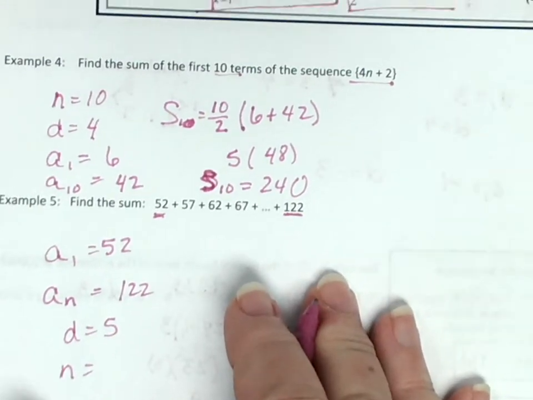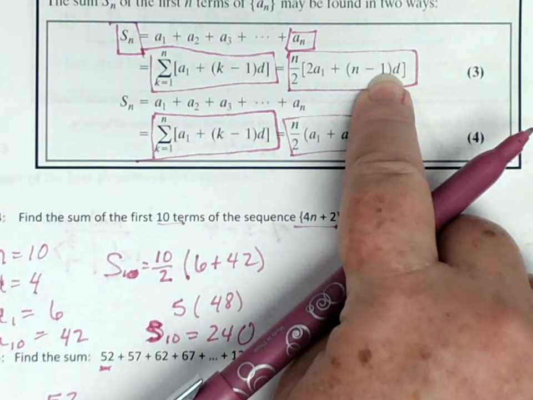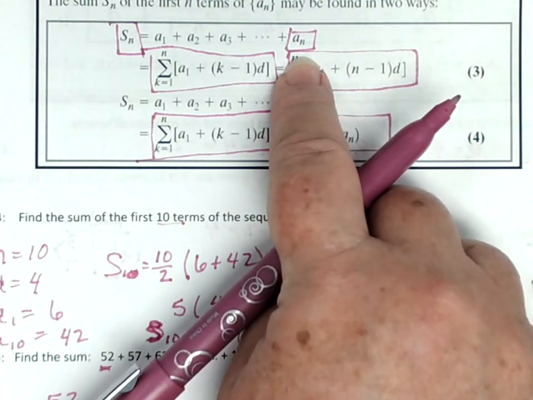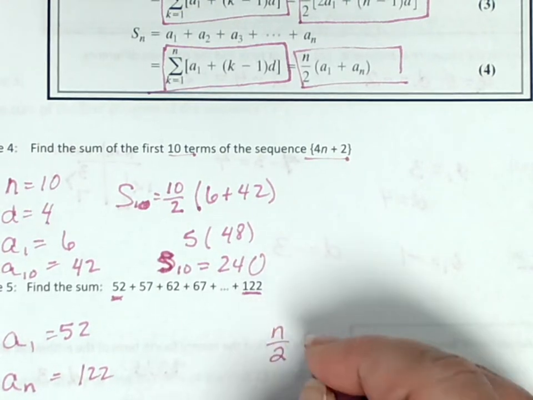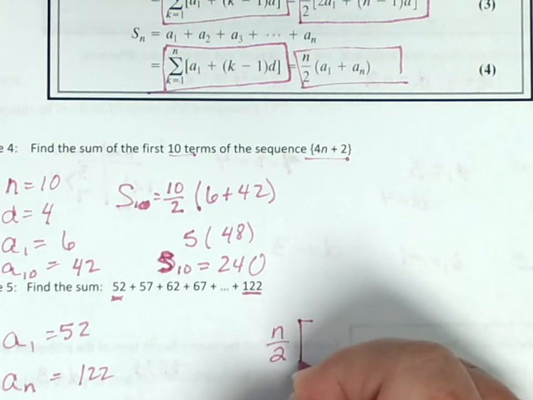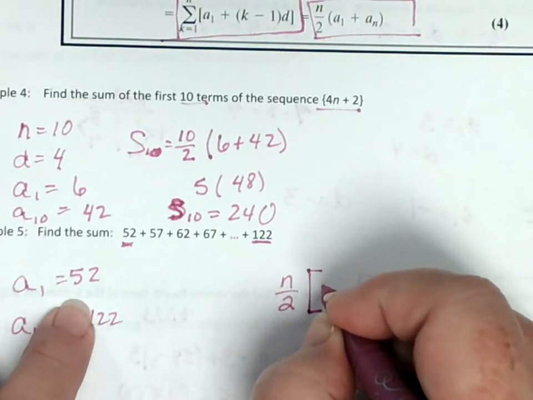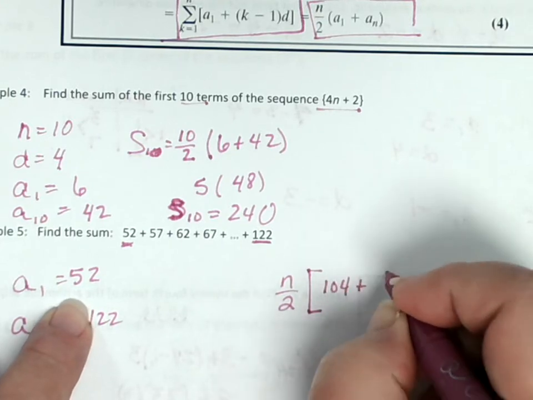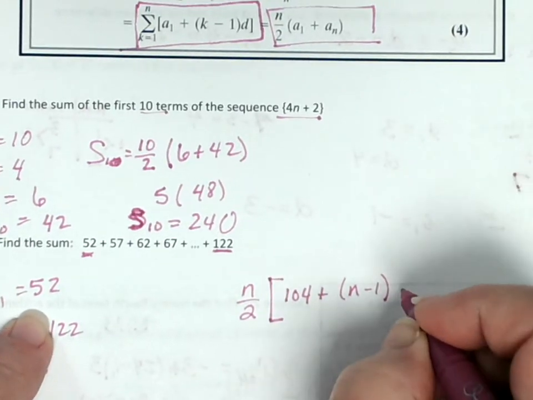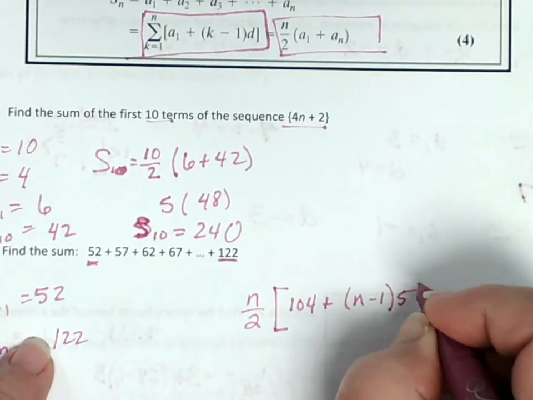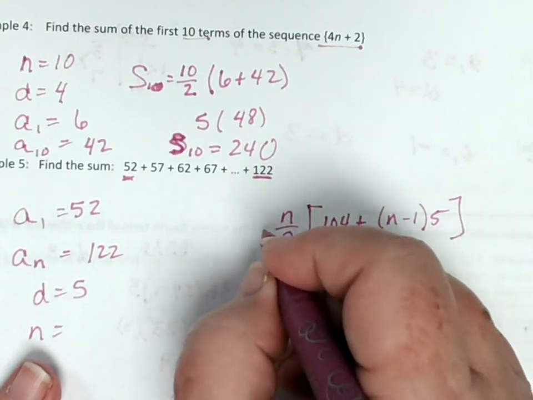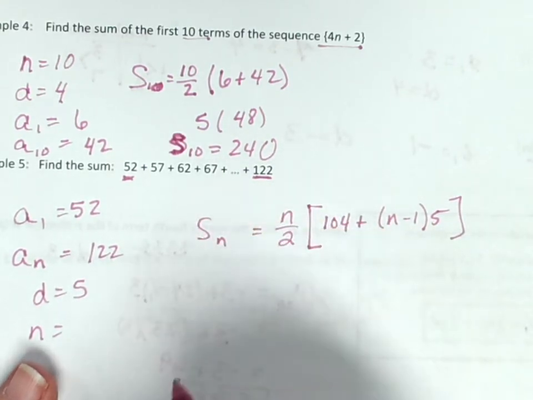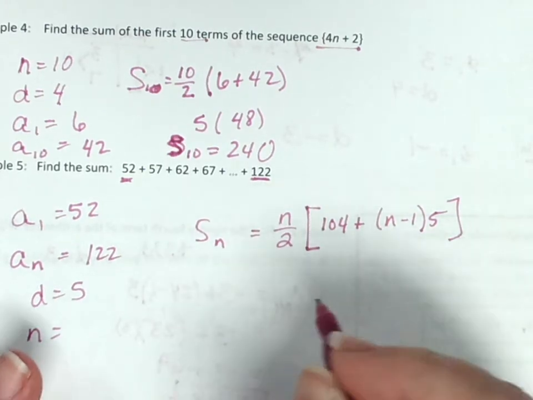So I'm going to go back and take a look at the formula with the n in it. I'm going to say n divided by 2, n over 2. I don't know what that is. Times 2 times the first term, which is 104, plus n minus 1 times the common difference, which is 5. And if I could figure out n, I would know the sum of the first n terms. So I still need the n. How do I do that?